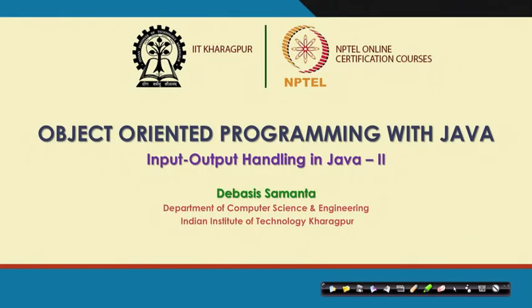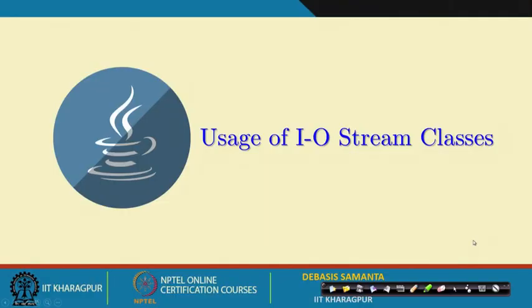We have learned about the IO stream classes and the java.io package. Now, let us see how the different classes in these packages can be utilized to process the input output mechanism in a Java program. So, basically this module covers the application of IO stream classes in a program.